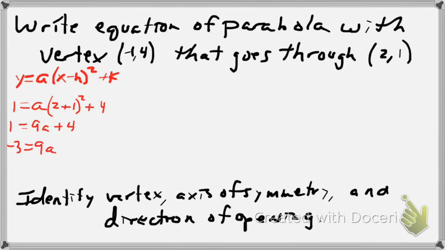And what a lot of kids will do wrong here is they'll take 9 divided by -3. Just like on the last one, kids will take 4 divided by 2 and get 2. But what we're doing is we're dividing by 9. And that is a mistake that kids make a lot. So we're dividing by 9, and so we get that a is -1/3 in this case. So we're going to use that -1/3 to write our equation. Y equals -1/3 times x plus 1 squared plus 4.